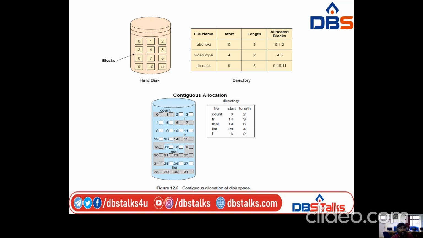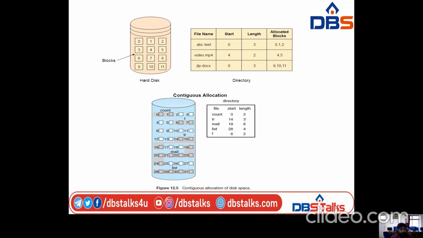The same example, only here the file names are different: count, then TR, mail, list, and F. These are the file names. Here we have given the starting block and the length. For the count file, the starting block is 0 and the length is 2. It means 0, 1.